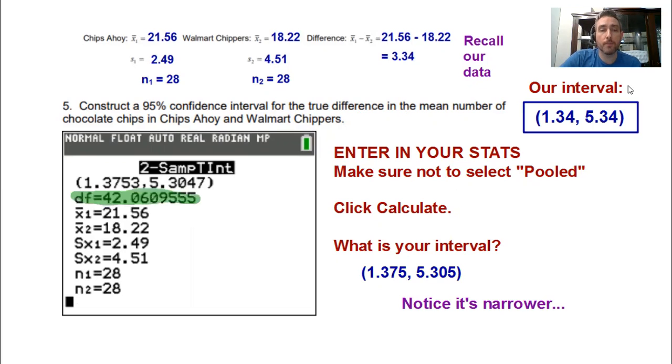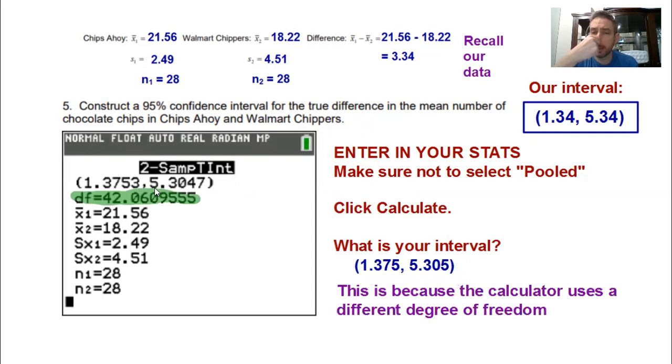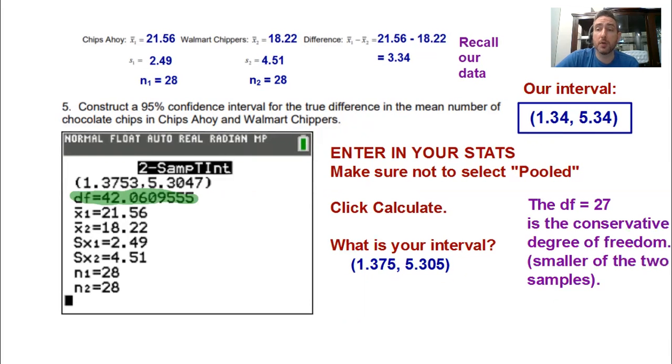And the reason it's narrower is because of the degree of freedom. The calculator is giving you a degree of freedom of a little over 42.06. That's different than our 27, as we did. Well, the calculator uses a different degree of freedom. When we do it by hand, using the formula, the degree of freedom is the conservative degree of freedom, which means that our interval is a little lower and higher, and that gives us more, I guess, wiggle room to make sure that our mean is in there.